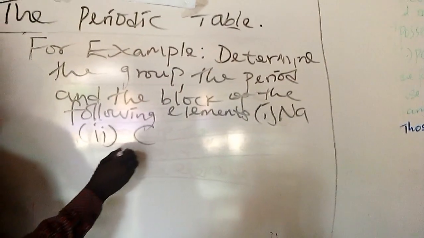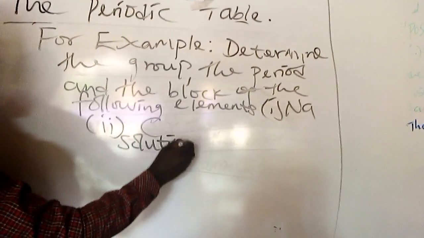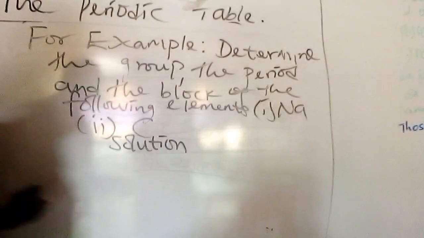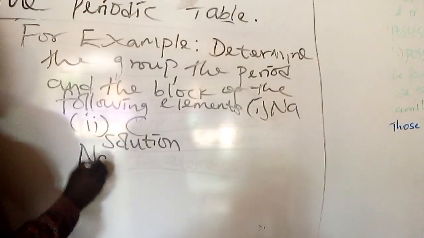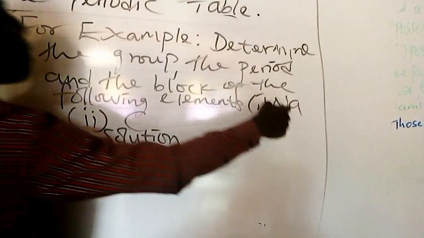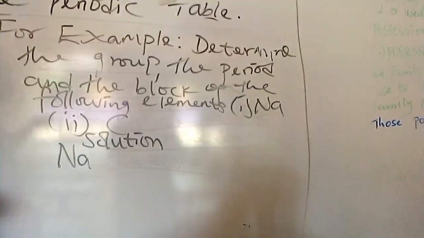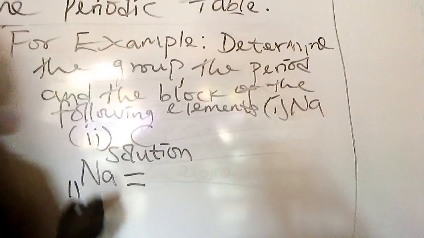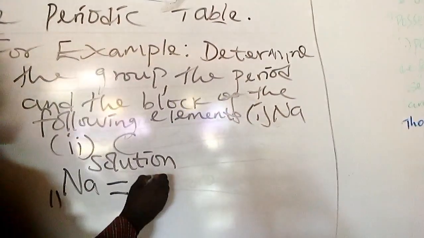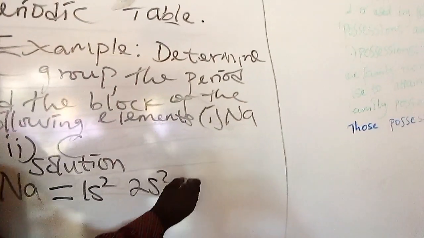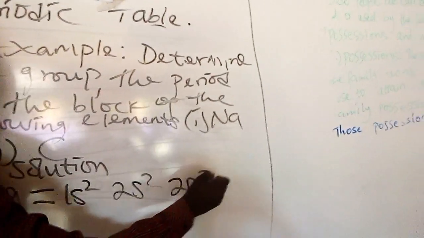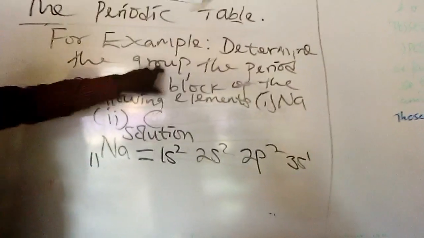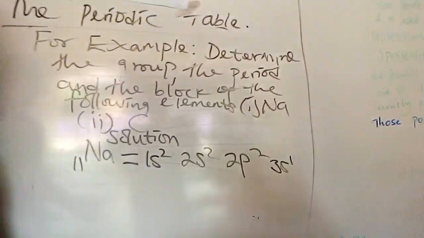Solution. The first thing to do is to bring out the element sodium, and the atomic number of sodium is 11. The electronic configuration of sodium is 1s2, 2s2, 2p6, and 3s1. So how can we now get the group, the period, and the block of this element?